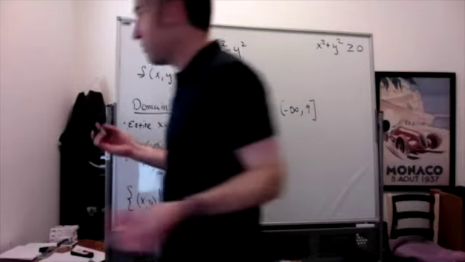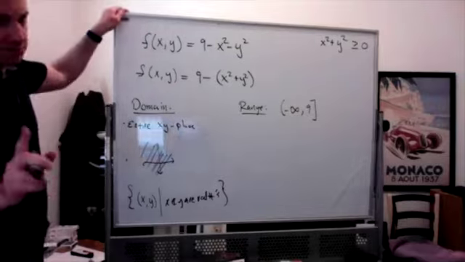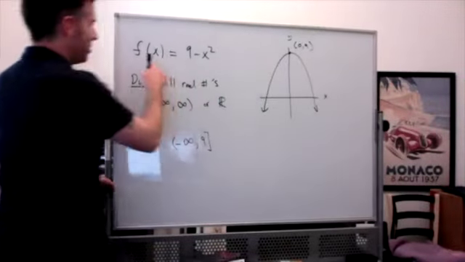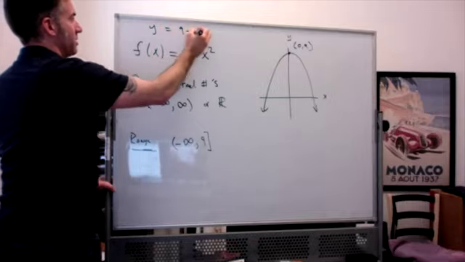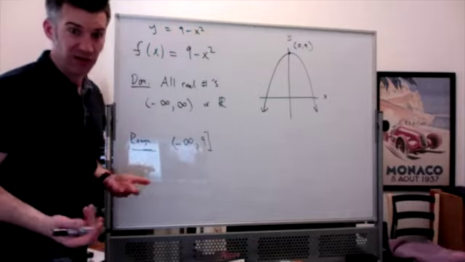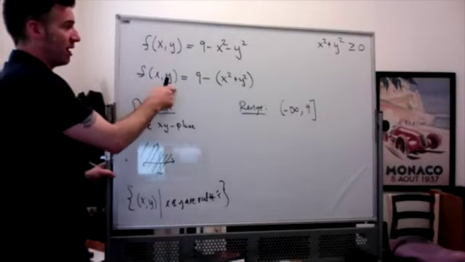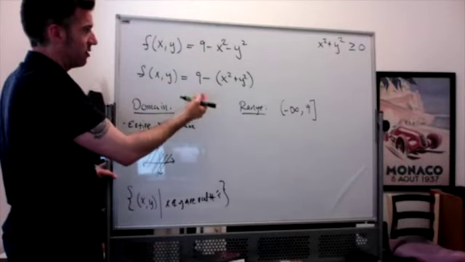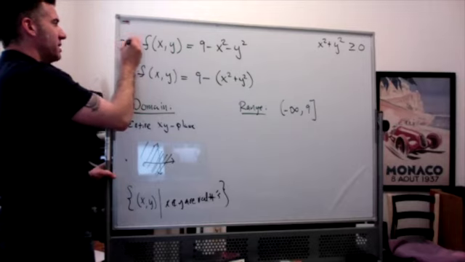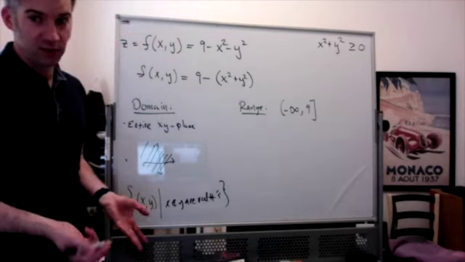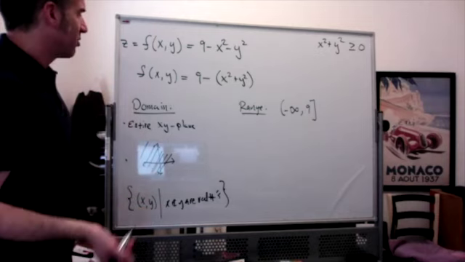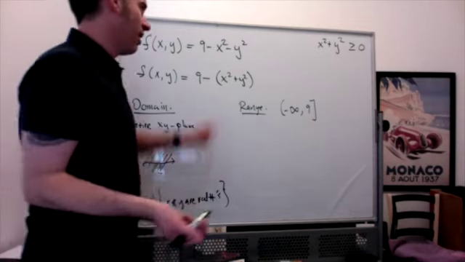Because we often do think of this as, just like we write f of x equals 9 minus x squared, or we write y equals 9 minus x squared, and we kind of think of them equivalently. Same kind of deal here. When you're writing f of x, y equals 9 minus x squared minus y squared, we can also think of this as z equal to a function of x and y, especially for graphing purposes. So let's talk about graphing this thing.